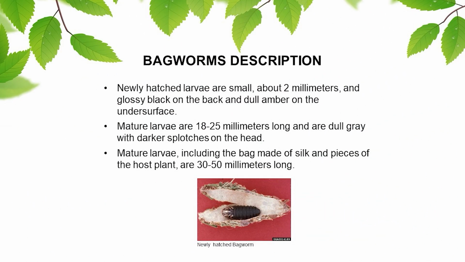Bagworms description. Newly hatched larvae are small, about 2 millimeters, and are glossy black on the back and dull amber on the undersurface. Mature larvae are 18 to 25 millimeters long and are dull gray with darker splotches on the head. The mature larvae, including the bag made of silk and pieces of the host plant, are 30 to 50 millimeters.